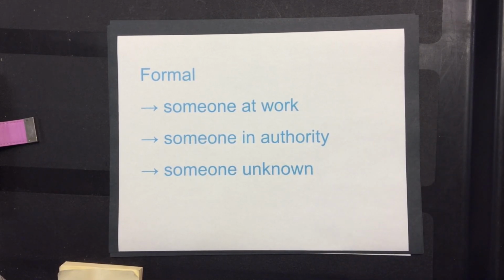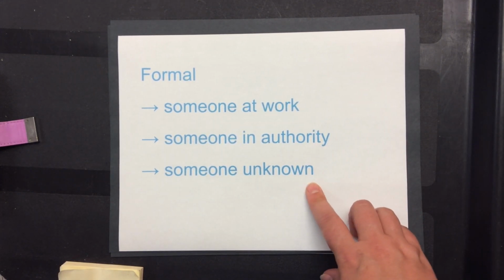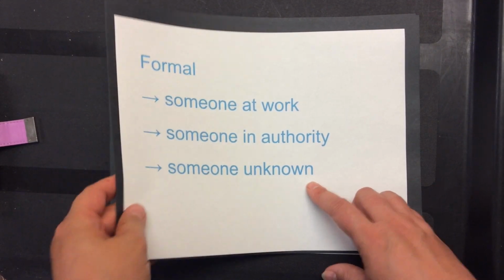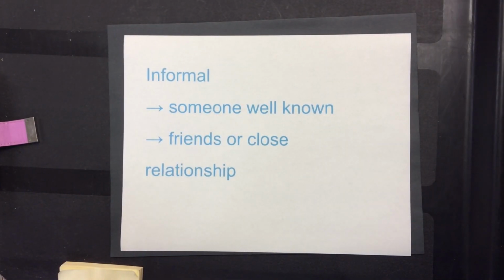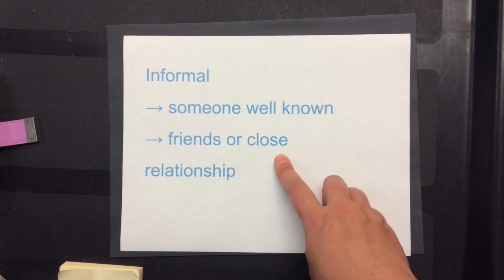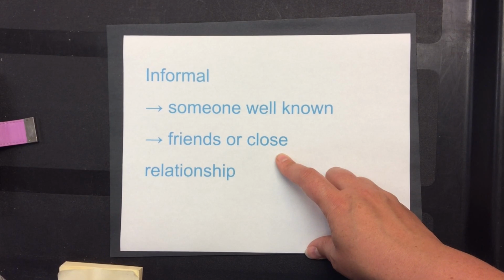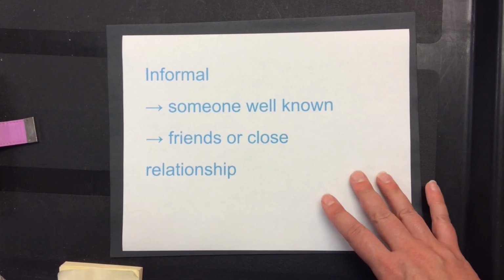You don't want to be using informal language in those situations, or with a police officer if they pull you over. There's a different way that you want to talk to people in authority or people that you don't know, versus the opposite of those things, which would be what qualifies as informal language. You can use informal language with somebody that you know really well. That's going to be friends or really close relationships, family members, people that you know really, really well.